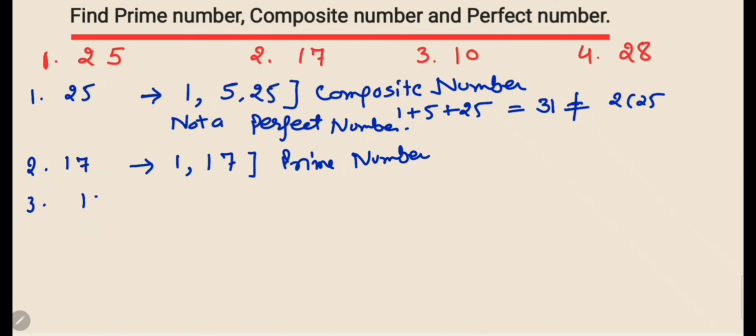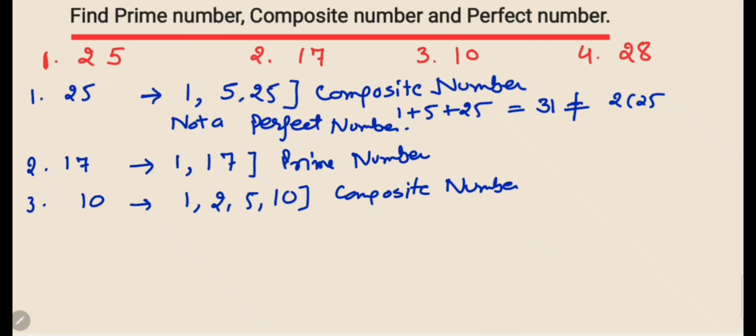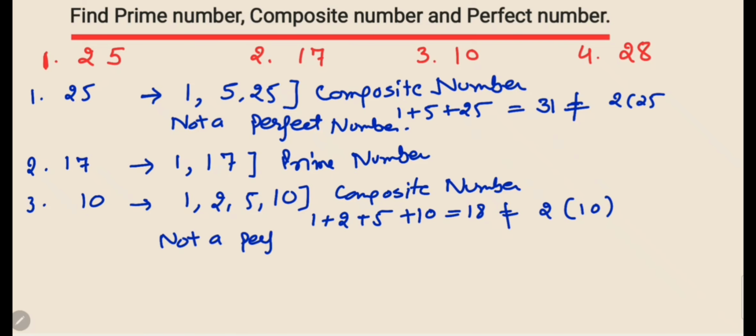Third question is 10. The factors of 10 are 1, 2, 5 and 10 itself. So this is a composite number. Now let's check whether this is a perfect number or not. 1 plus 2 plus 5 plus 10, which is equal to 18. So we can't write this as 2 into 10. So this is also not a perfect number, correct?